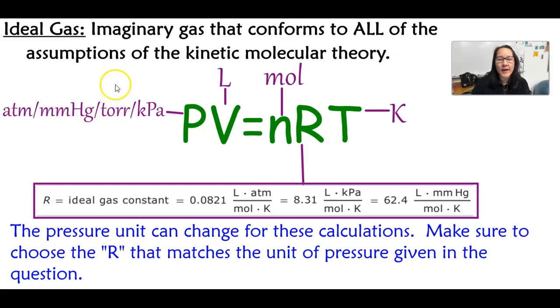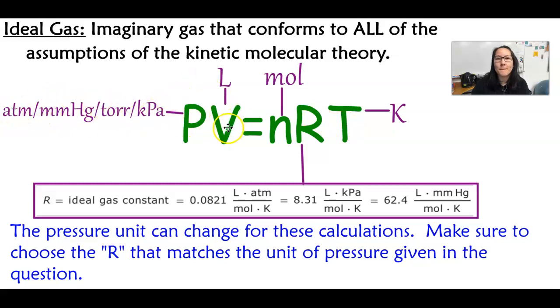So an ideal gas is an imaginary gas that conforms to all of the assumptions of the kinetic molecular theory. The equation PV = nRT is known as the ideal gas law, which includes pressure, volume, moles, the ideal gas constant, and temperature. The pressure can be in any of these 4 units.